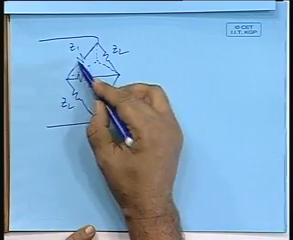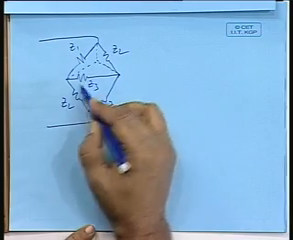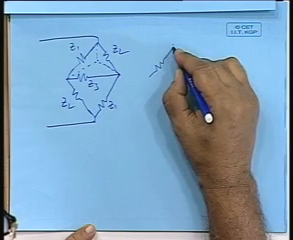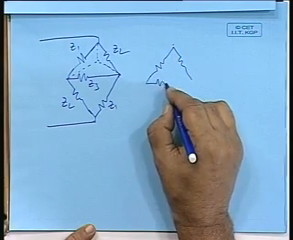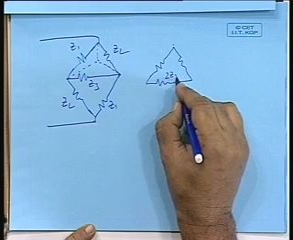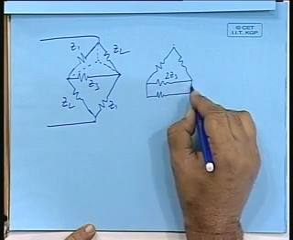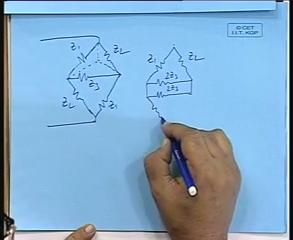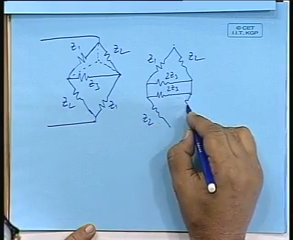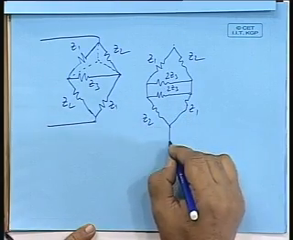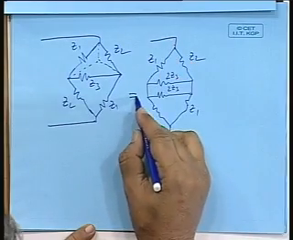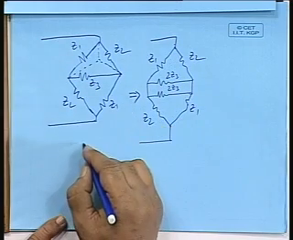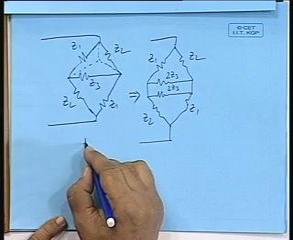Instead of that, because of this symmetric position Z1 and Z2, suppose Z3 we replace by twice Z3, then I will have a delta here. Twice Z3 in parallel with that another twice Z3. Okay. Now this one will give me a star product. Okay, let me show it like this.